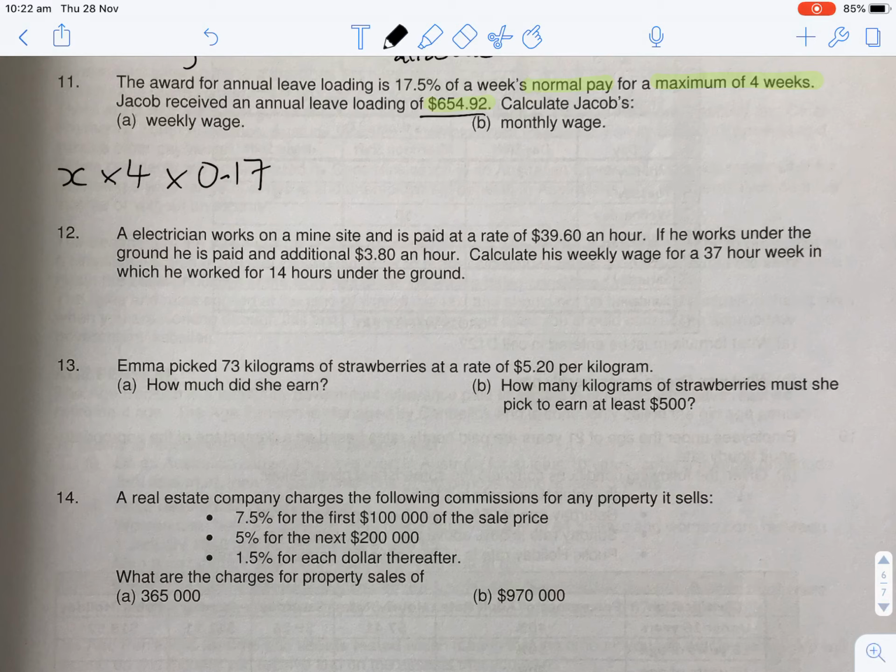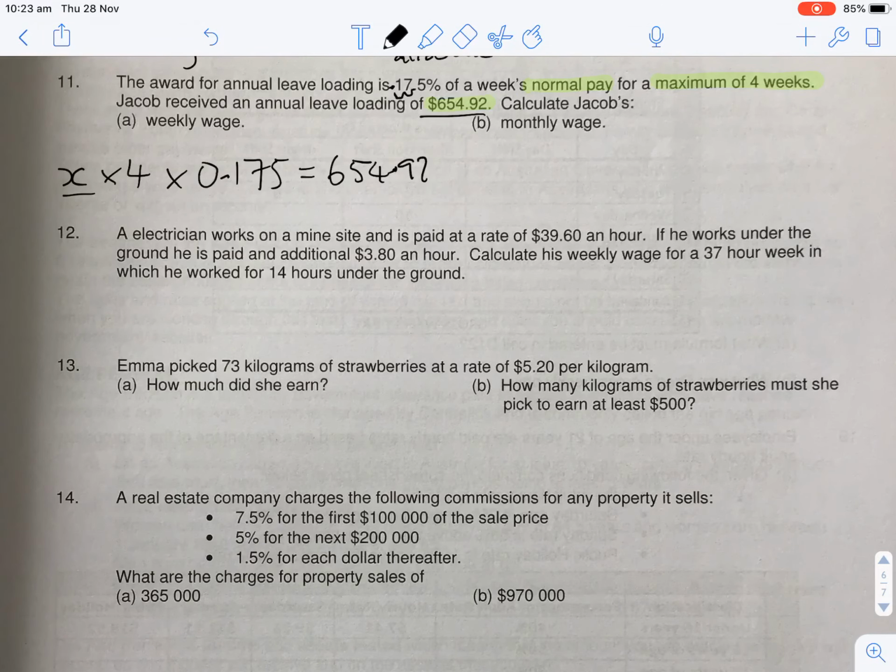so 0.175. Now, don't forget, if you're not great with percentages, you divide them by 100 to turn them into a decimal. 100 has 2 zeros, so we're moving that decimal 2 places, and that's where that 0.175 comes from. If I'd known the pay and times'd it by 4 and then times'd it by the loading percentage, I know that the answer to that was $654.92, because that's what the question's told me.